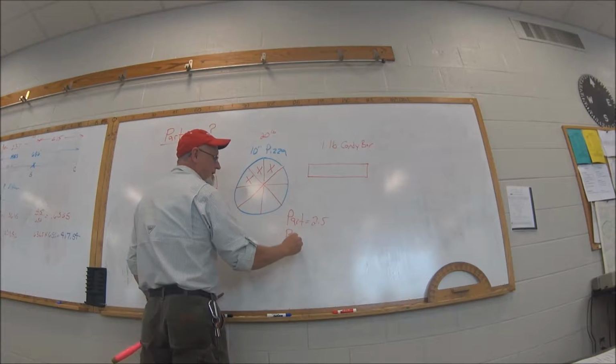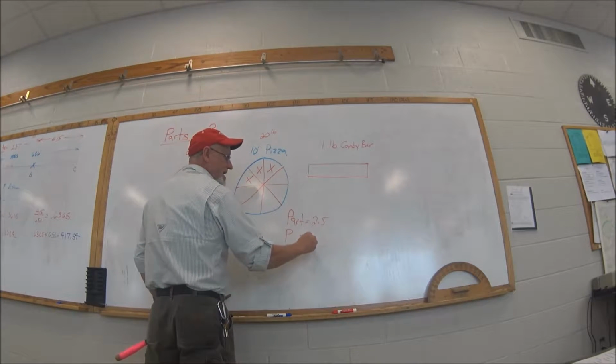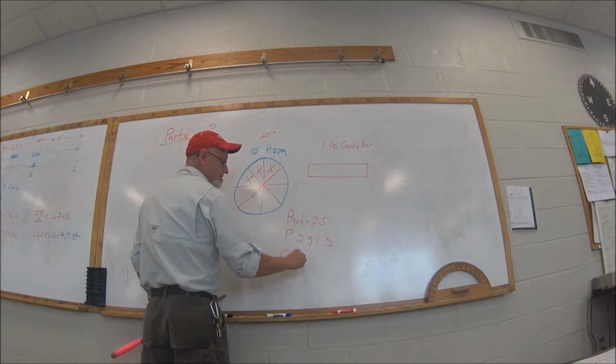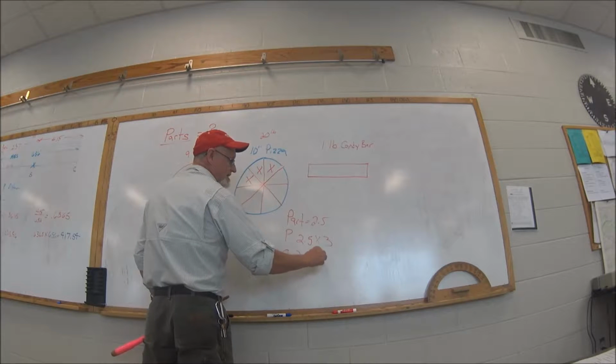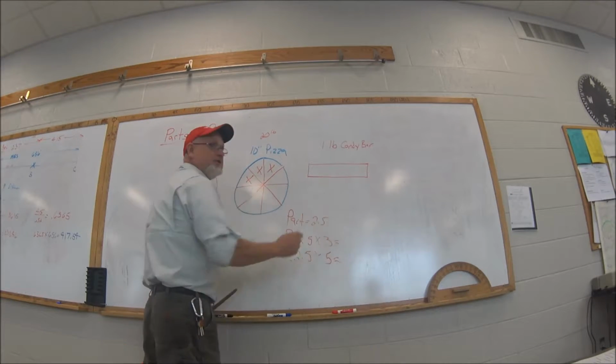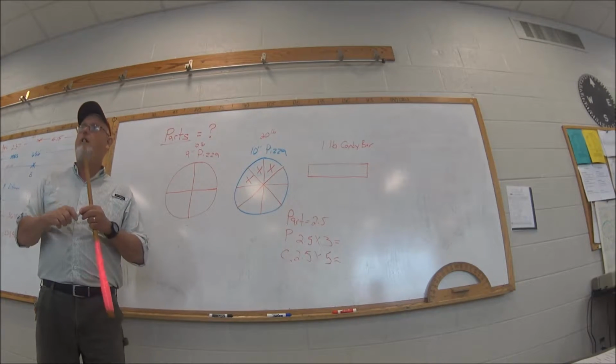Okay, the pepperoni, 2.5 times 3, right? And the cheese, 2.5 times what? 5. Okay, we're not going to do the math on that, but you can tell exactly what they weigh.